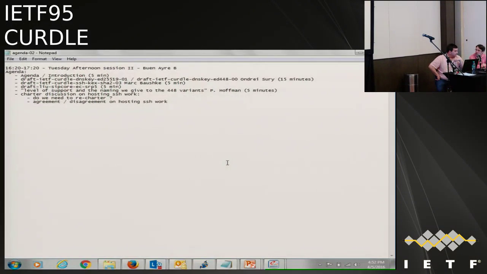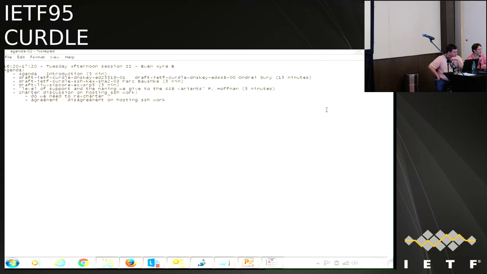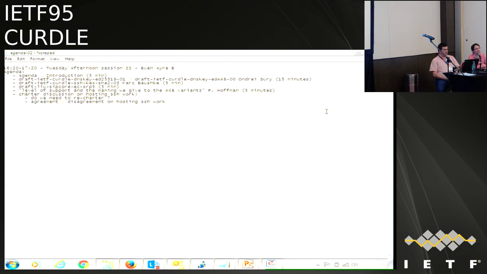And now I think we can go to the discussions. So now let's go to the discussions. The big question we have is, CURDLE is designed initially only to extend different protocols with the two elliptic curves. And it happens that we hosted some of the SSH work, so it extends the scope of the initial working group a little bit. So we have two questions. Do we need to recharter? And do people agree or disagree on hosting SSH work?